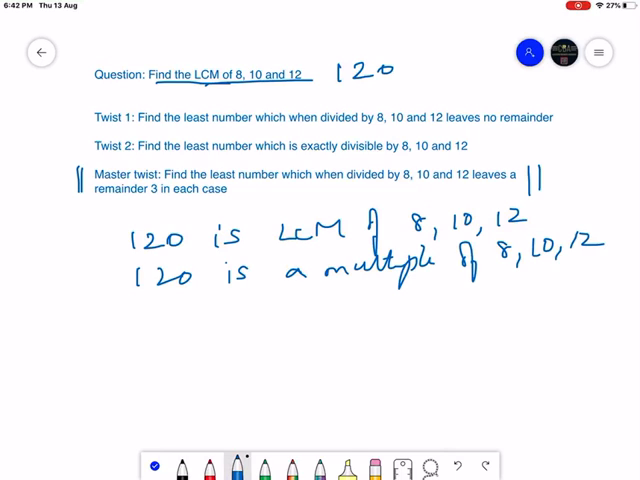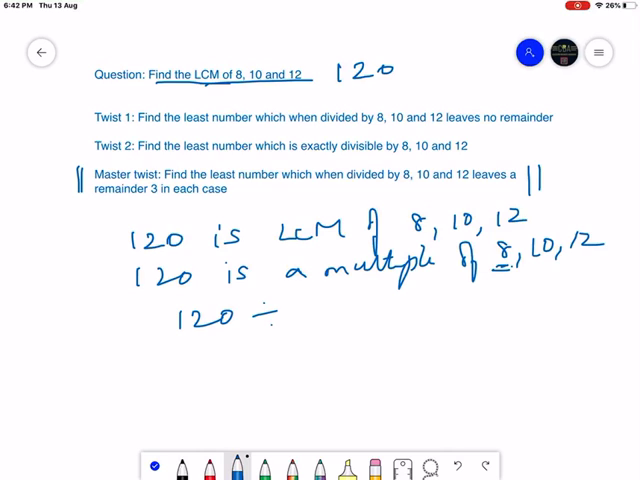Is that what it means? It's also the common multiple. It's also the least common multiple. But here we are going to be considering that 120 is a multiple of 8, 10 and 12. What does it mean? 120 is a multiple of 8, which means that in the 8 times table 120 comes. Right? In the 8 times table 120 will come.